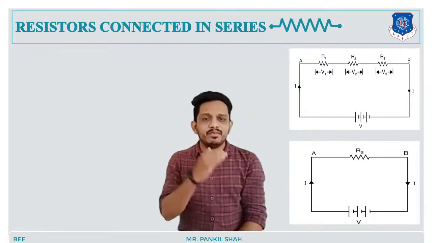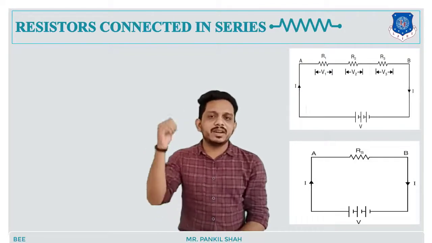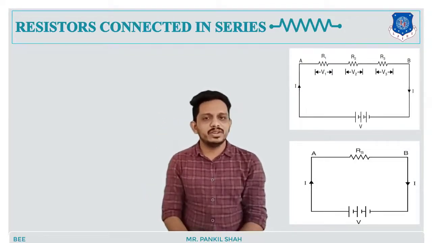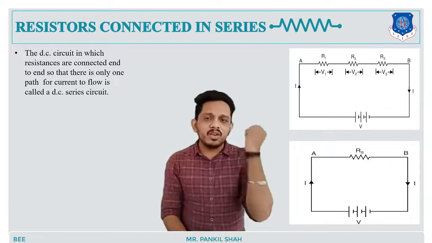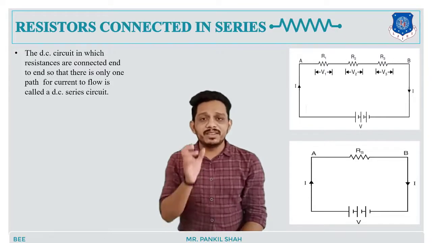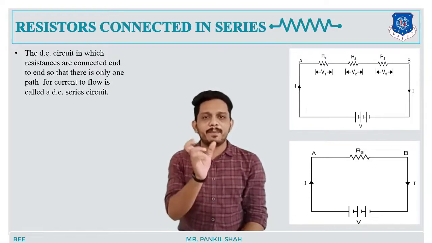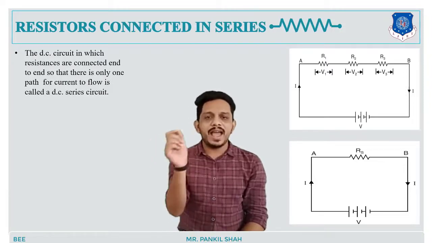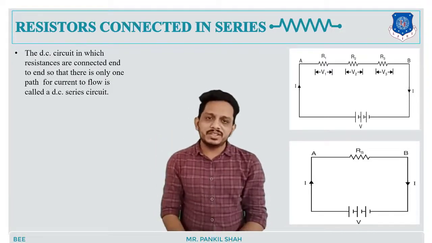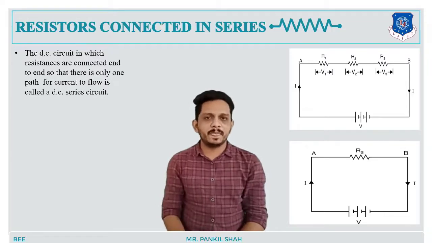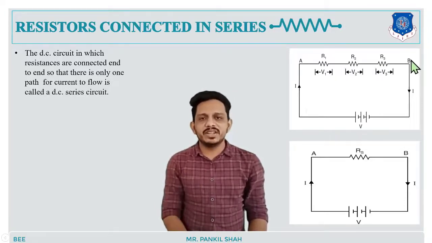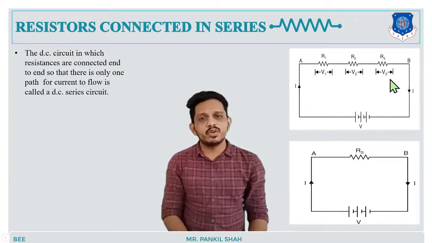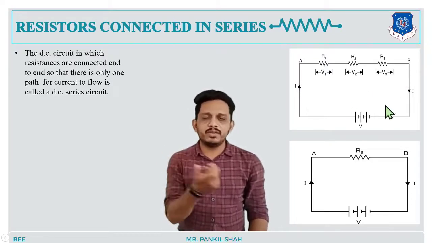If we apply V voltage to this combination, then some current I will start flowing through it. This current I will be the same in all three resistors. But the total voltage applied to this combination will not be the same at the three resistors. Voltage will be distributed. In series connection, voltage is always distributed. So V1 is the voltage across the first resistor, V2 is the voltage across the second resistor, and V3 is the voltage across the third resistor.